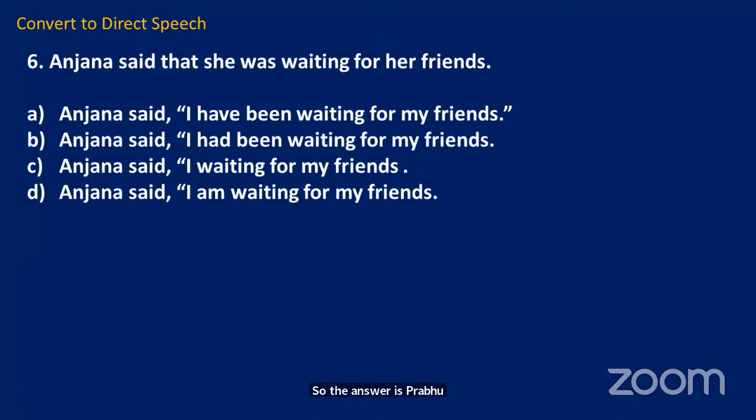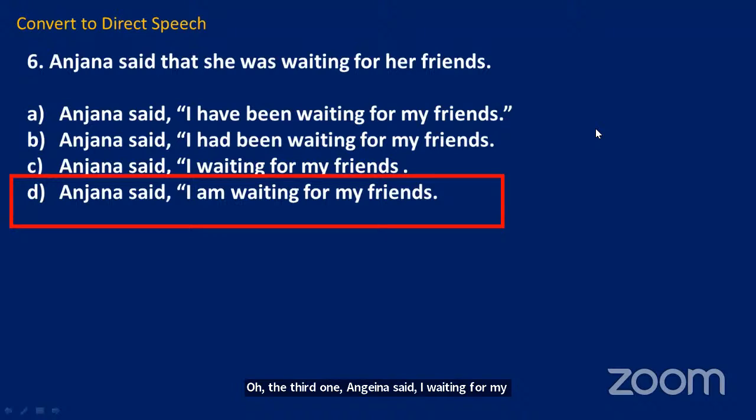See the next question. Anjana said that she was waiting for her friends. Four options are given. Give me your answers in the chat box. The first option is Anjana said, I have been waiting for my friends. Or Anjana said, I have been waiting for my friends. Or the third one, Anjana said, I waiting for my friends. Fourth one, Anjana said, I am waiting for my friends. All right. See the answer. The last option is right. Anjana said, I am waiting for my friends.